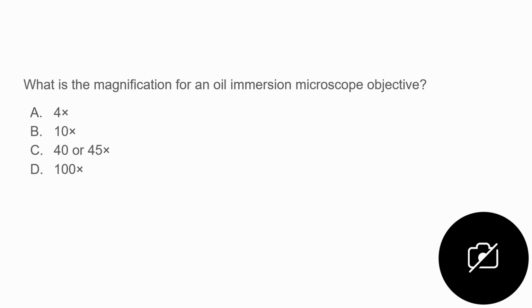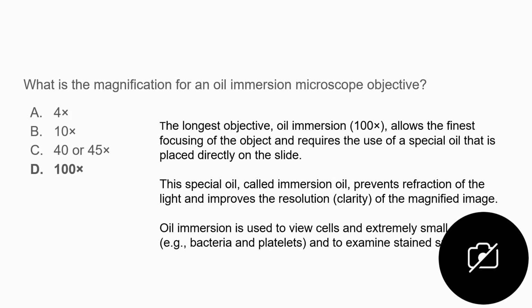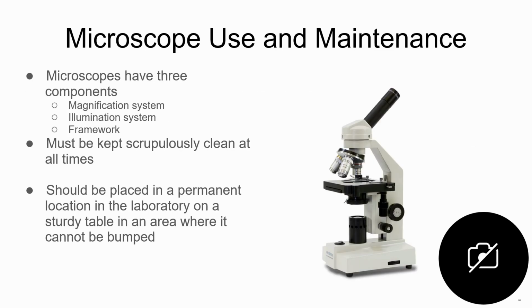What is the magnification for an oil immersion microscope objective? Well, that's a little bit more intense. It's about 100 times, the longest objective, oil immersion. Now, I doubt this is going to be on your exams, but you never know. It follows the finest focusing of an object and requires the use of a special oil placed directly on the slide. If you ever go into any setting where they actually expect you to use that, I would love for you to let me know, because I haven't seen it yet. The special oil, called immersion oil, prevents the refraction of light and improves the resolution. So there's less glare, less shadow, and more clarity, especially when you're looking at different types of bacteria or different parts of the blood.